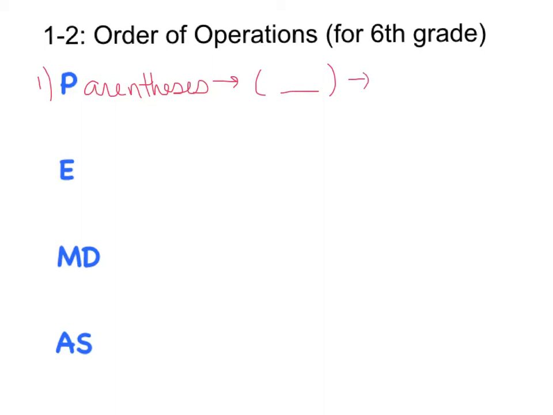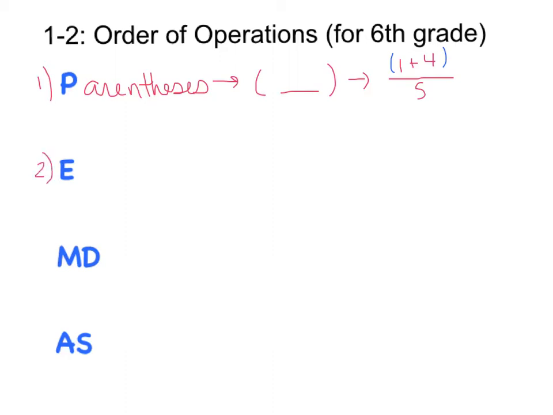What this can also include is fractions. So, for example, if I had 1 plus 4 over 5, it is not written, but the numerator is actually within parentheses. So I would do the 1 plus 4 before then dividing by 5. Okay, so the first step is do any of the work within parentheses.